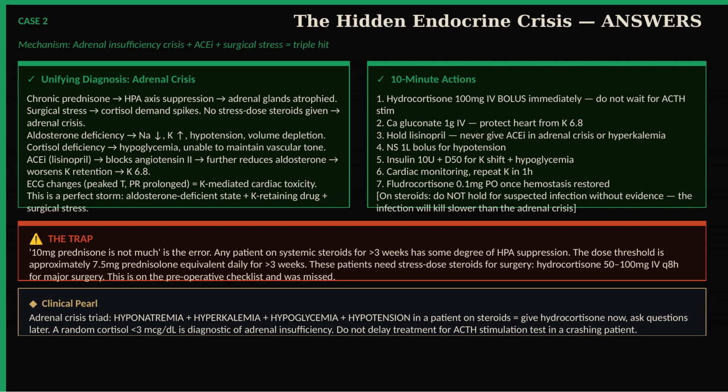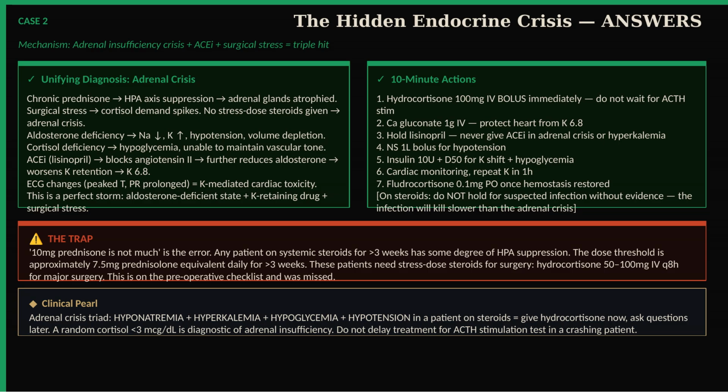The unifying diagnosis is adrenal crisis, and once you see it, every number snaps into place. 3 years of prednisone suppressed her HPA axis and atrophied her adrenal glands. Surgery spiked her cortisol demand. With no stress dose steroids, the gland couldn't answer. Crisis. Aldosterone deficiency explains the low sodium, the high potassium, the hypotension, and the volume depletion. Cortisol deficiency explains the hypoglycemia and the failing vascular tone.